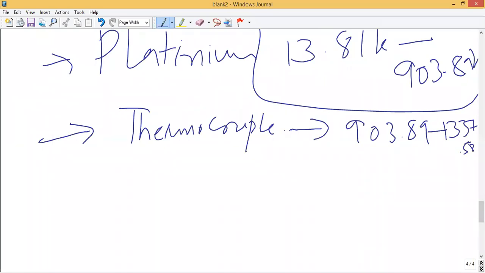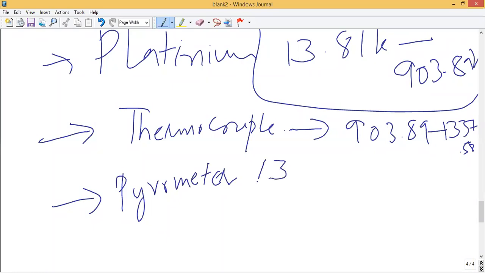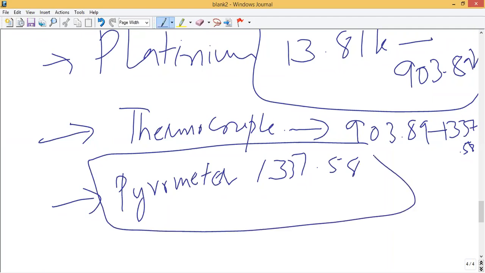Okay, and the third thermometer is pyrometer. Pyrometer measures temperature above 1337.58. It has no upper limit. So these are the thermometers which we use for measuring temperature.